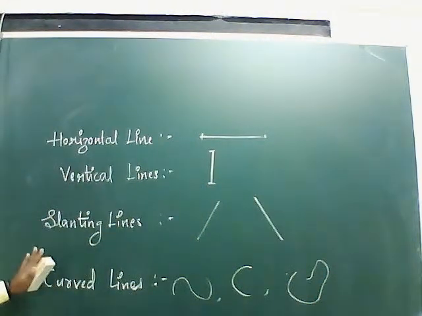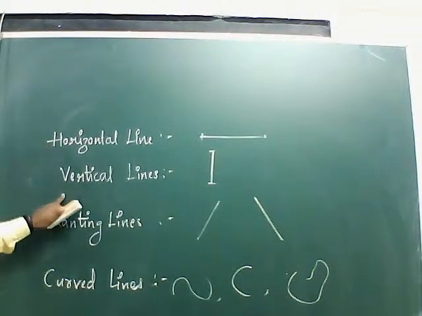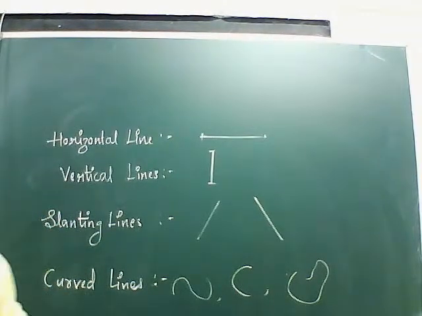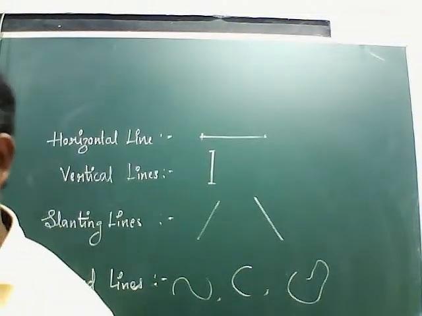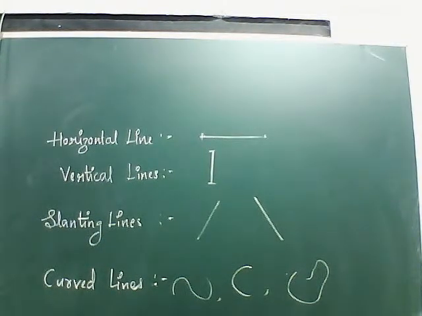So these are the four different types of lines: horizontal, vertical, slanting, and curved. If anybody wants, you can write it. Because from that time you are asking, sir, do you have to write? If anybody wants, you can write. Not an issue. If anyone wants to write, you can write. So I'll give 1 or 2 minutes.